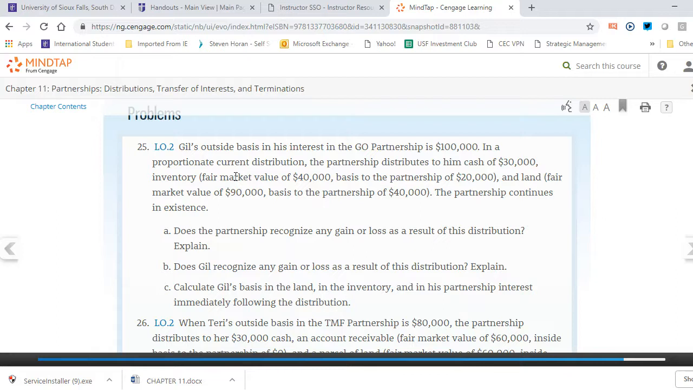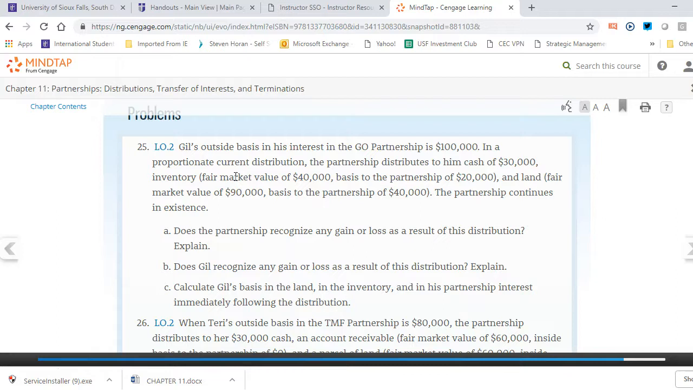The partnership continues in existence. Does the partnership recognize any gain or loss as a result of the distribution? Explain. So this is a normal distribution, proportionate distribution. So the general rules are there is no gain or loss. Okay, so just a normal, general, continuing, proportional distribution.